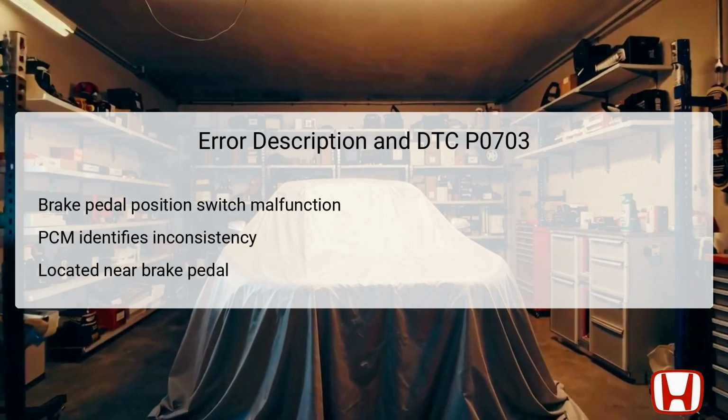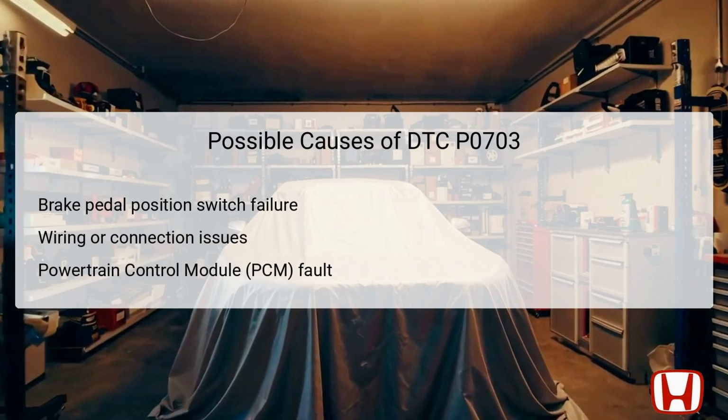The brake pedal position switch is typically situated just above the brake pedal assembly, making it accessible for inspection and replacement. Several factors could lead to the P0703 diagnostic trouble code. One common cause is a failure in the brake pedal position switch itself, which may result from wear and tear or internal malfunction. Additionally, issues in the wiring or connections between the switch and the PCM can create signal inconsistencies, resulting in this code being stored.